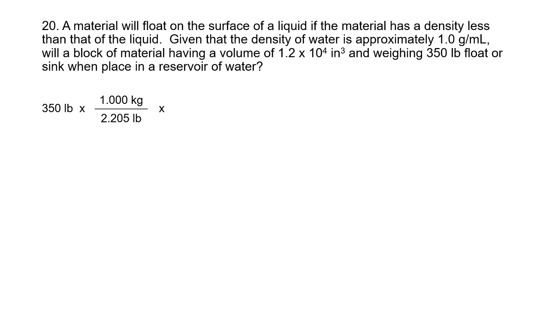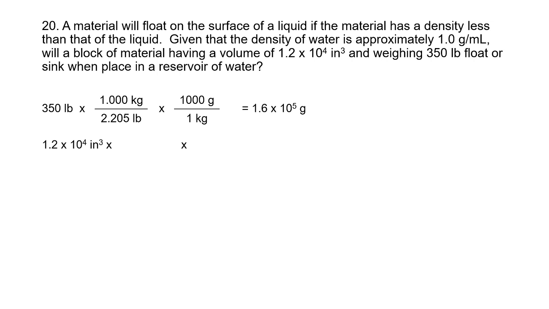So I would divide that to give me my kilogram mass, but I want it in grams. I know that for every 1 kilogram, that's 1,000 grams. So when I do my math, I find that the mass of this particular block is 1.6 times 10 to the 5th grams. Next, let's convert the space it takes up, or the volume, to milliliters.